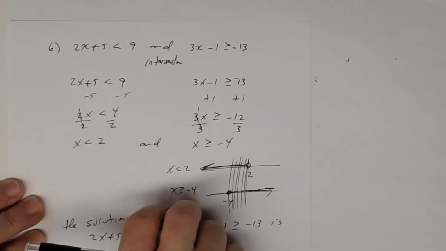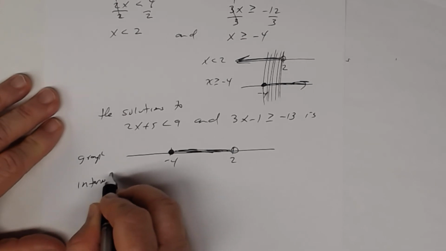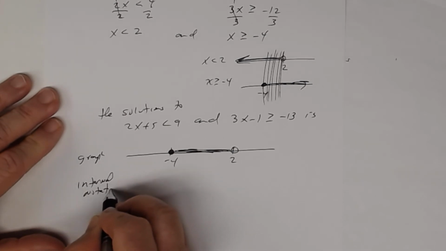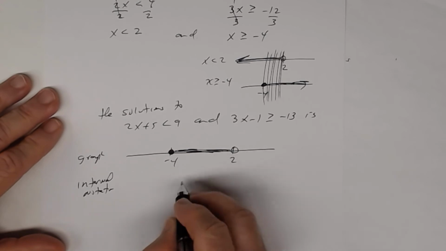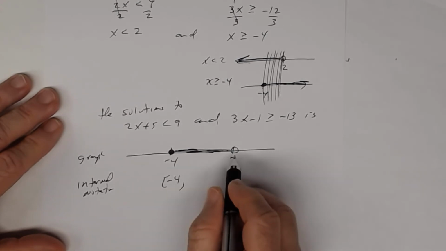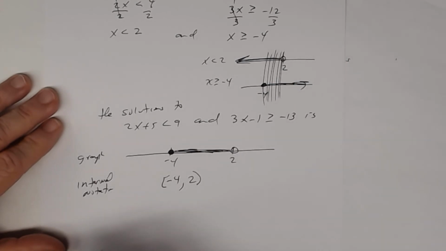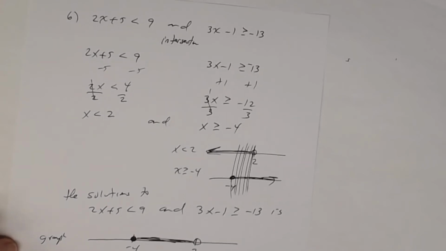at the same time. Now, if you want to write this in interval notation, remember you always go from left to right, from smallest to largest. So you can say bracket, because of the closed circle, negative 4, comma, to 2 with an open circle. So you use parentheses. All right, so that was number 6.